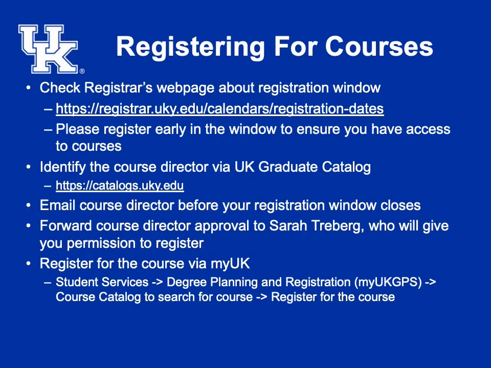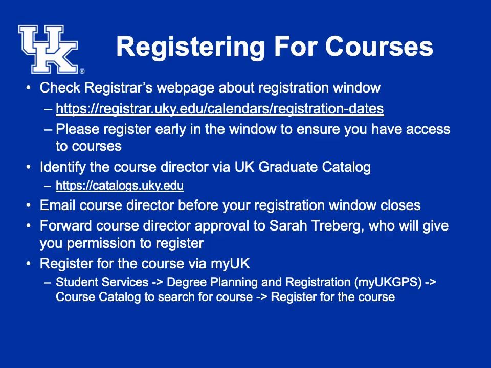In terms of how to register, it starts with understanding the registration window. This is something that we don't have control of in the certificate program, so you need to check out the UK Registrar's website to determine when your registration window is. You'll also need to use the online UK Graduate Catalog to identify the course director for each upcoming course. Our courses require permission of the instructor to register, so you'll simply email the course director for a given course before your registration window closes.